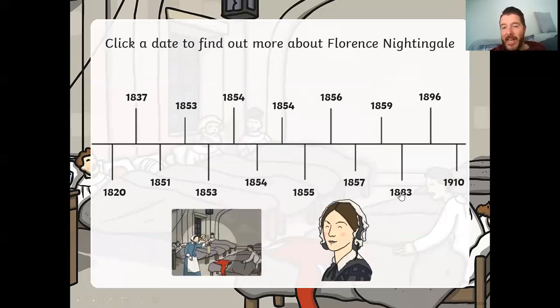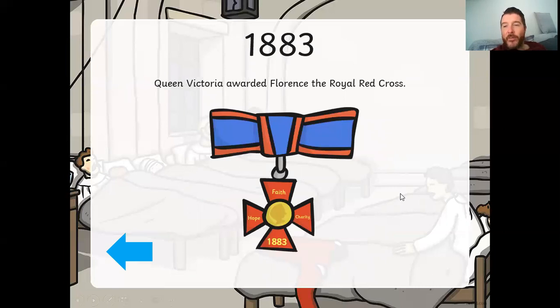Then a few years later, in 1883, Queen Victoria, who was the Queen at the time, awarded Florence Nightingale the Royal Red Cross, which is a medal that's often given to soldiers for their bravery. And she was given it for her bravery and her care in treating all the injured soldiers.